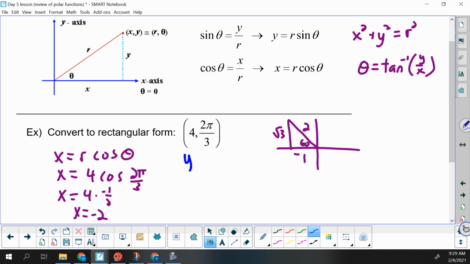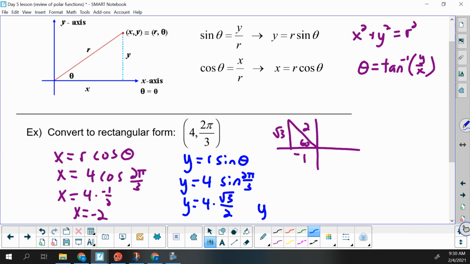Similar idea for y. Y is equal to r sine theta. So we'll have y equals 4 sine of 2 pi over 3. So y is equal to 4 times the opposite over the hypotenuse. So that's times square root of 3 over 2. So y is just going to equal 2 radical 3. So in the end, our rectangular coordinate is negative 2 comma 2 radical 3.